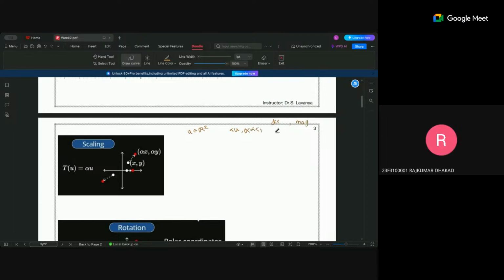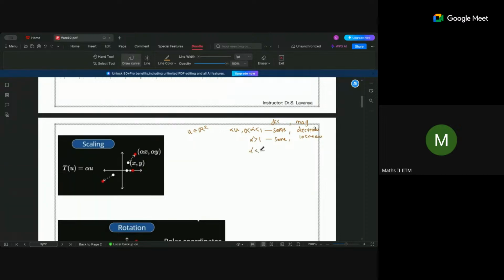Can anyone tell what happens to the direction? Direction remains the same and magnitude decreases. Yes, direction remains the same and magnitude decreases. Good. What happens when alpha is greater than 1? Direction same and magnitude increases. Correct. And what happens when alpha is less than 0?